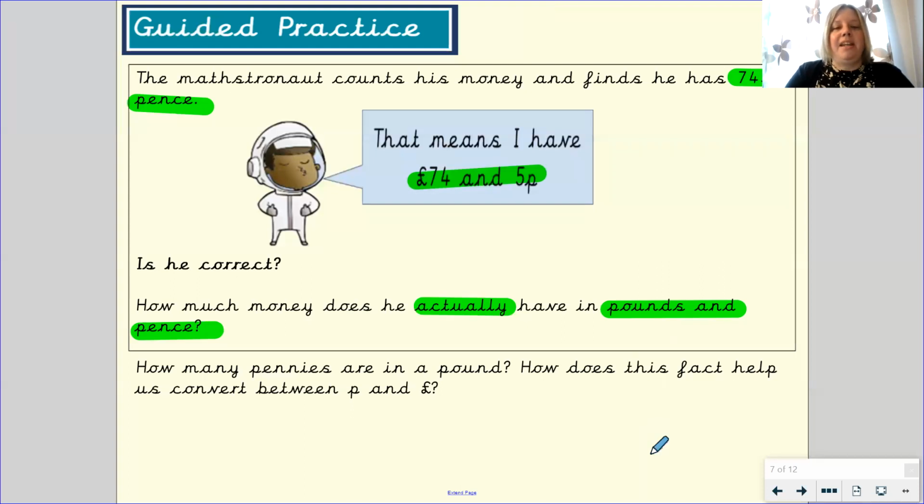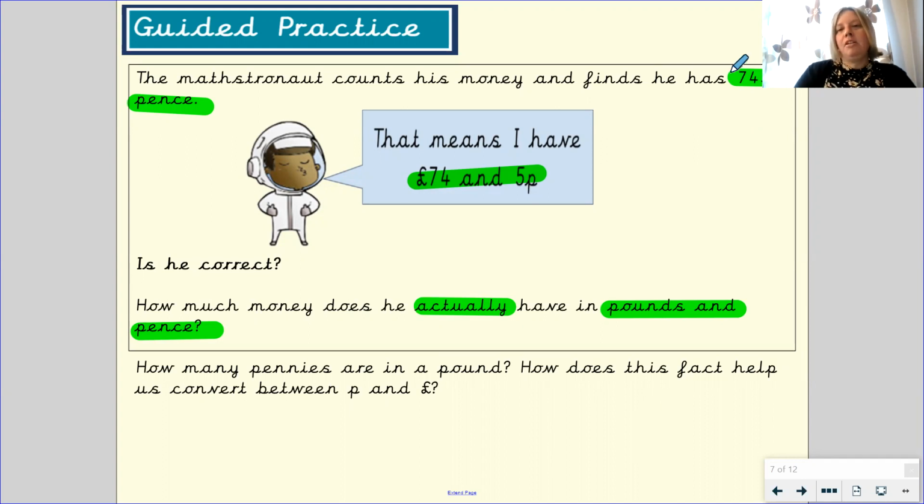So let's have a think. How many pennies are in a pound? We already know that there are 100 pennies in a pound. How does this help us to convert between pounds and pence? So we need to look and see what the astronaut is telling us. He says he has 745 pence. So we're going to use our knowledge of place value to help us.